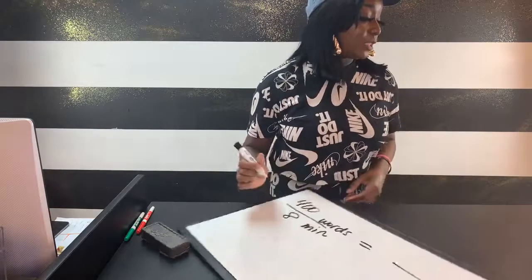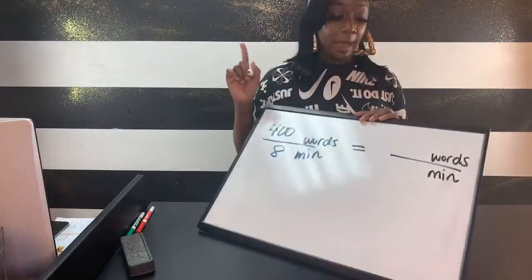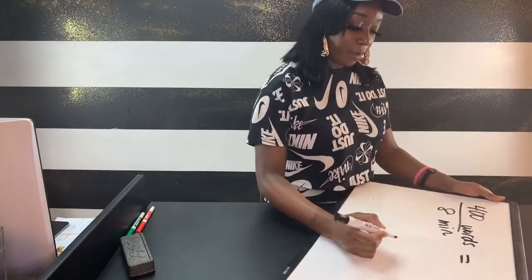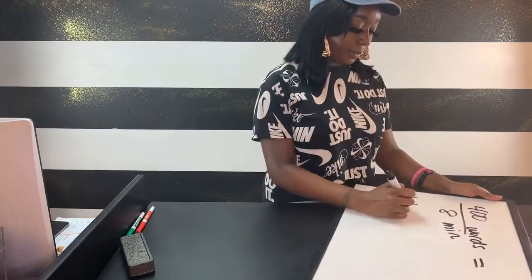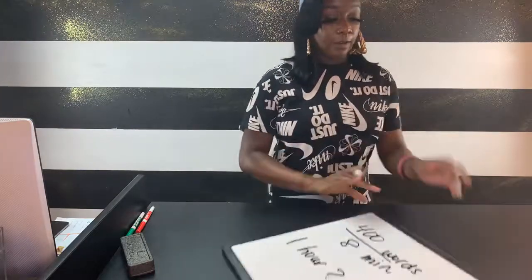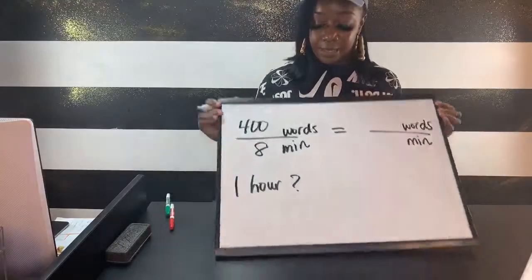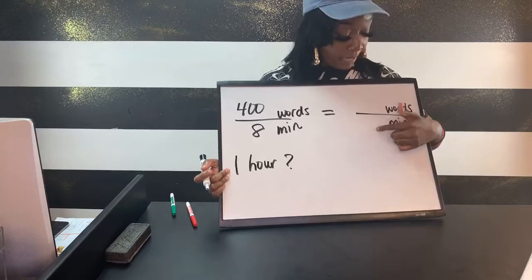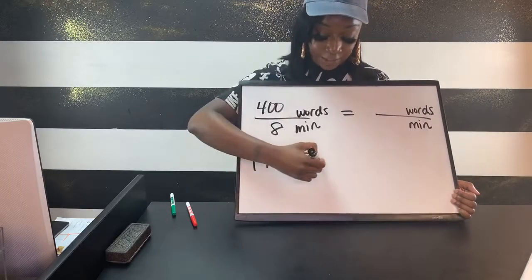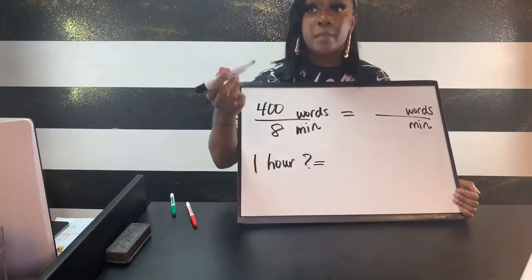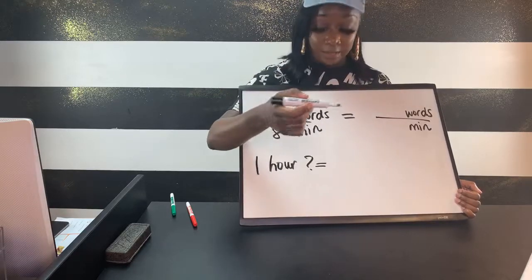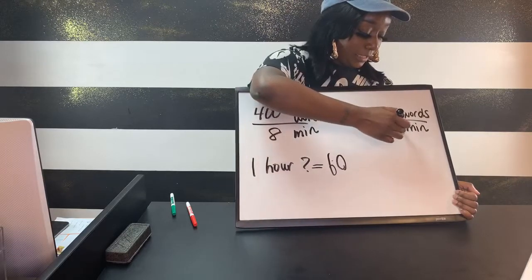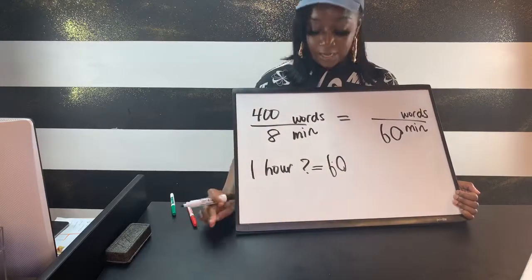It says, at this rate, how many words can she type in 1 hour? So, boom, that's a problem. They want to know how many words she can type in 1 hour. Well, we know that our unit is going to be in minutes, so I can't plug this 1 hour into my minute section. What I'm going to have to do is change that. These are common conversions that you should already be aware of: there are 60 minutes in 1 hour. So now I can take the 60 and fill that in there.